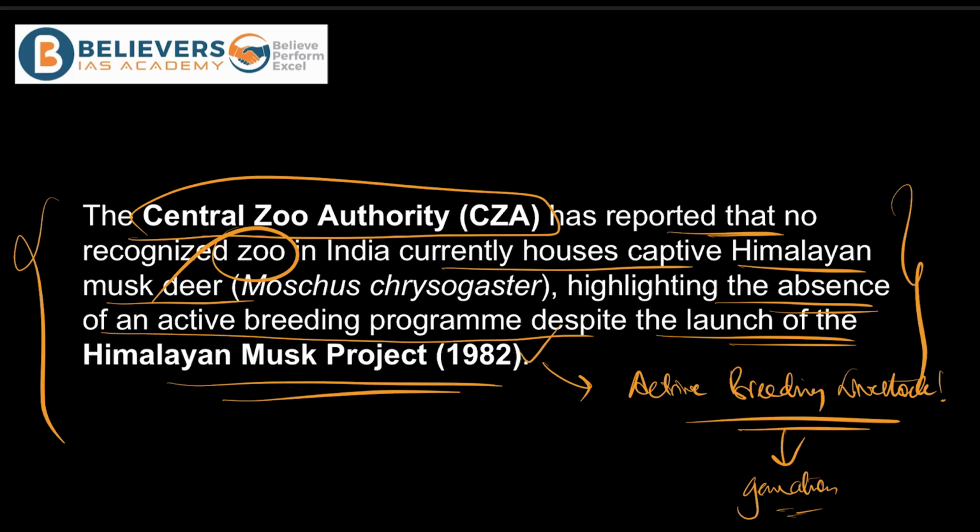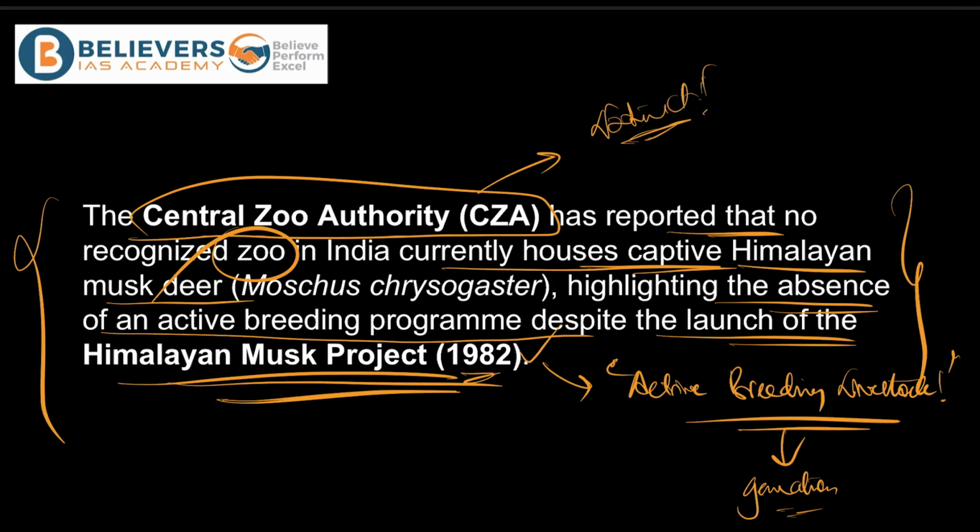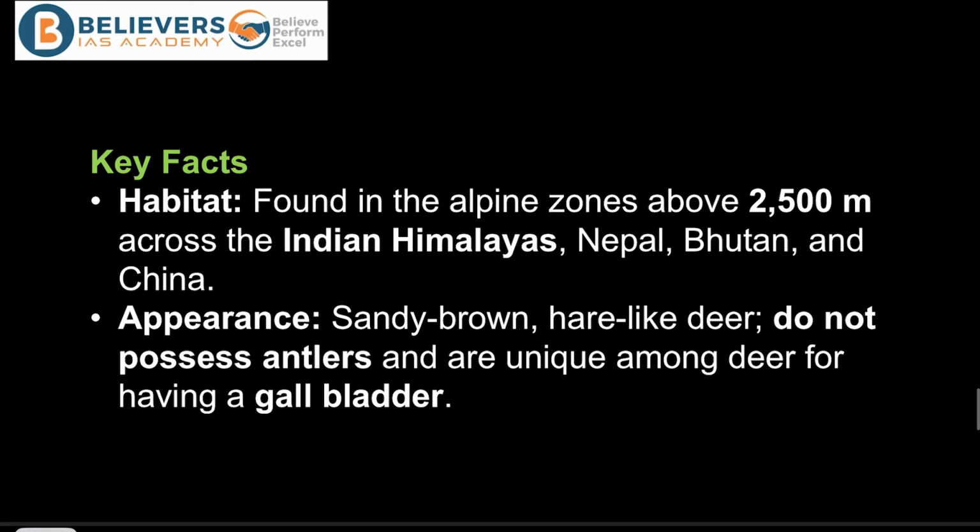So basically that particular breeding program was launched way back in 1982 under the Himalayan musk project, but still currently in India there is no recognized zoo which is housing any captive Himalayan musk deer, which shows how bad the situation is, and how near to extinct this species can become if conservation efforts are not taken at the right time. That is why this was in the news.